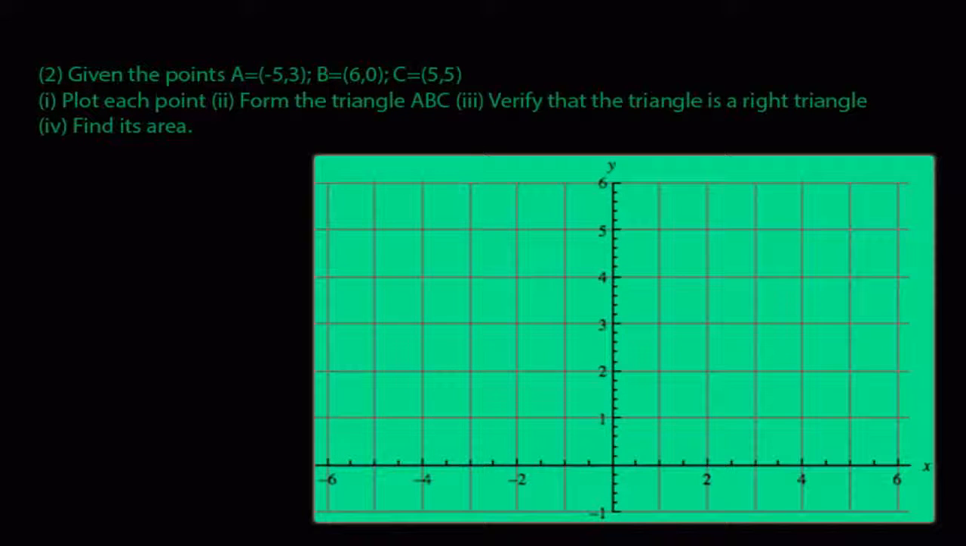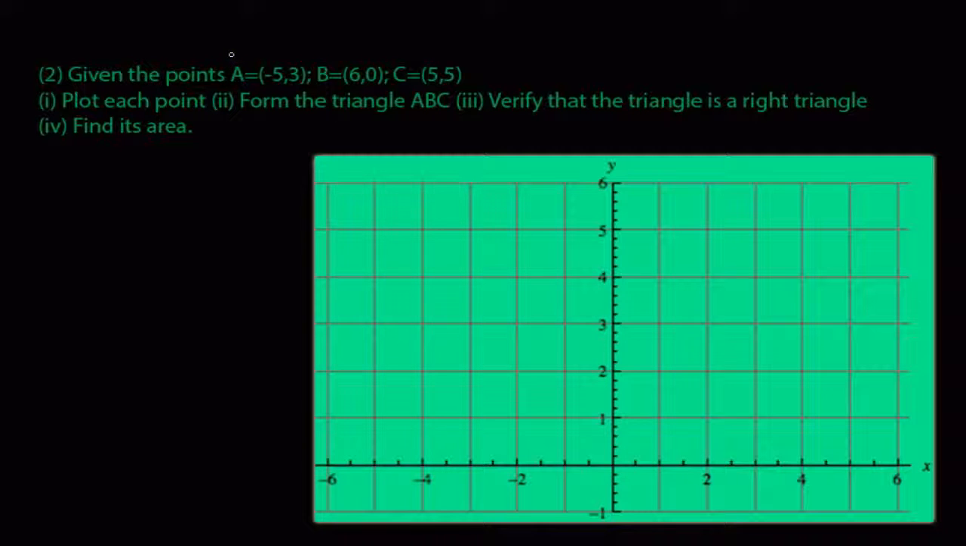Now the example here says, given the point A which has coordinates -5 and 3, and point B which has coordinates 6 and 0, and the last point which is C which has coordinates 5 and 5. We're told to plot each point, form the triangle ABC, and verify that the triangle is a right triangle. After you've done all this, we're also told to find the area of the triangle. So without mincing words, let's go straight ahead to plot each point.